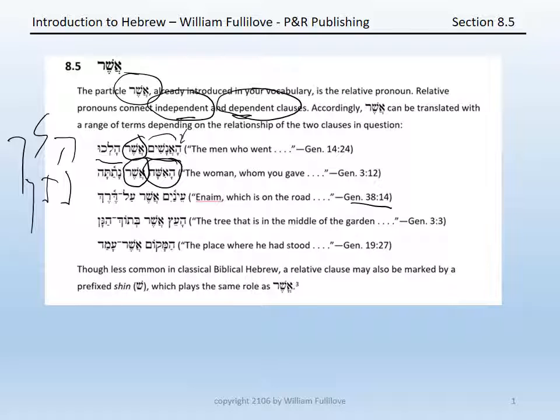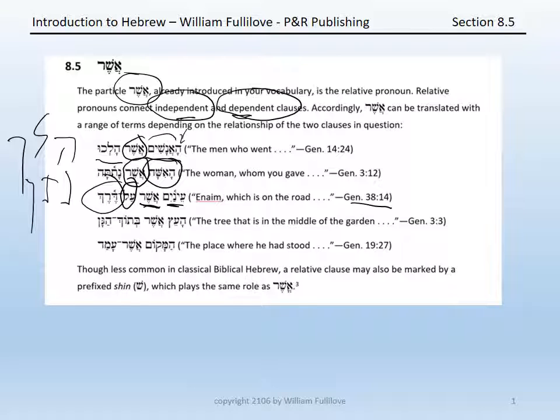Genesis 38:14, Enayim, which is a place name, Enayim asher al derek. The place Enayim, in this case, we must translate asher as "which." Al, the preposition meaning upon, and derek, our noun meaning road. Enayim, which is on the road.